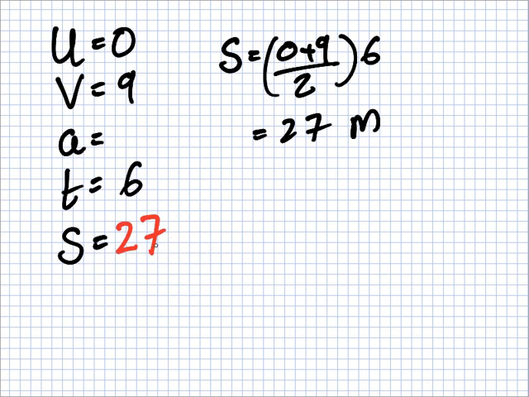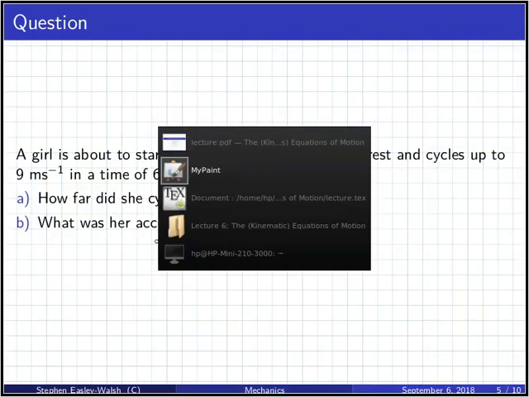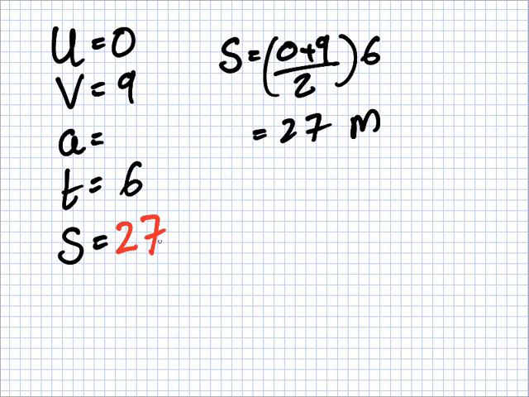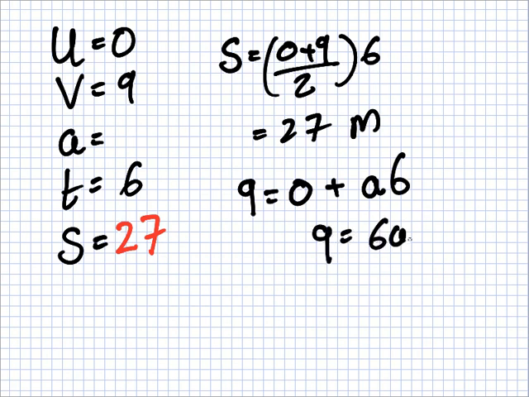Right. How could I get the acceleration? What would be the easiest one to use to get the acceleration? You could use the V equals, or even the V minus U equals, if you want. So V equals U plus A T. So 9 equals 6A. So A is 9 over 6, 3 over 2, 1.5 meters per second squared.